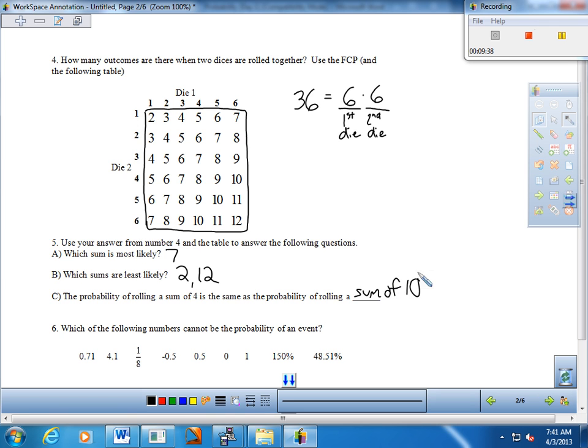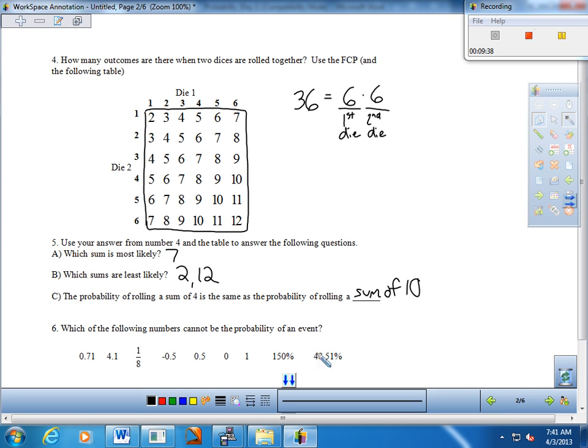Very cool. Hey, would love for you to do number 6 if you haven't already. It just says which of the following numbers cannot be the probability of an event. And so think about the numerical calculation, number of favorable outcomes over number of possible outcomes, and think about what types of numbers those would produce. And as a result, which of these values right here, be it decimal, percent, or fraction, simply are just not adequate?